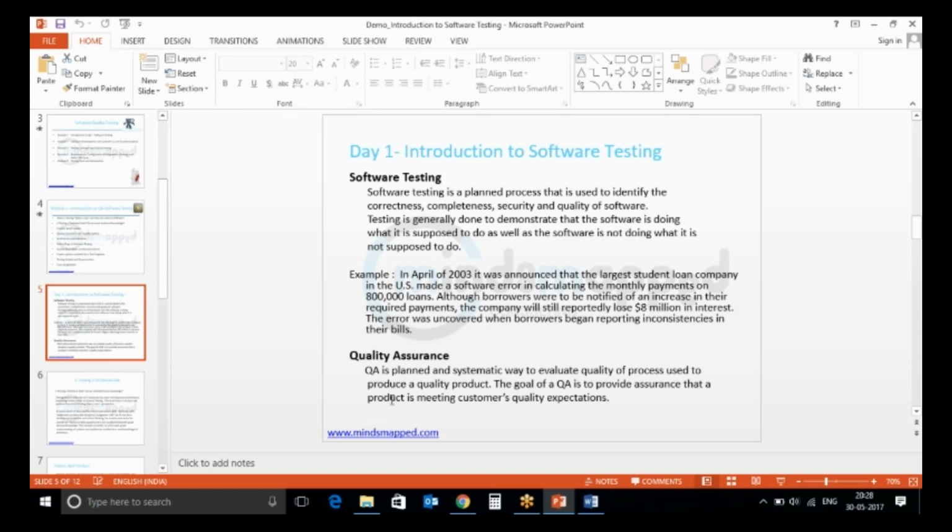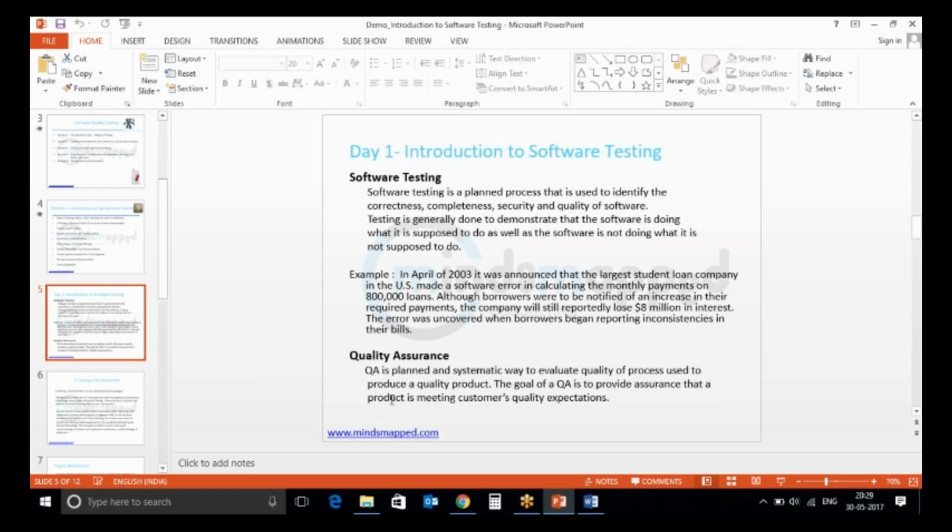So this is software testing, that you are testing as per the requirements which were given to you by the business, and you're checking the software for correctness, completeness, security, and quality of the software. So there should not be any bugs or defects in the software which you are not aware of, or have not pointed out and made note of.